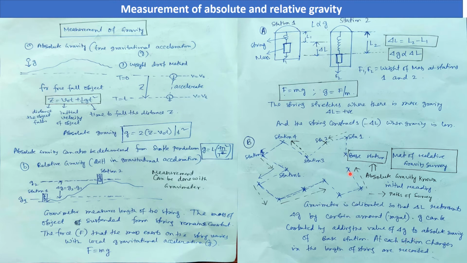We know the absolute gravity of the base station, and we measure the gravity by adding or subtracting the value of delta G. It compensates for the gravity loss or gain. At each station, what we record is the length of the spring, as the length of the spring is proportional to the gravitational acceleration. In that way, you can measure the absolute gravity with a gravimeter, a Scintrex gravimeter.